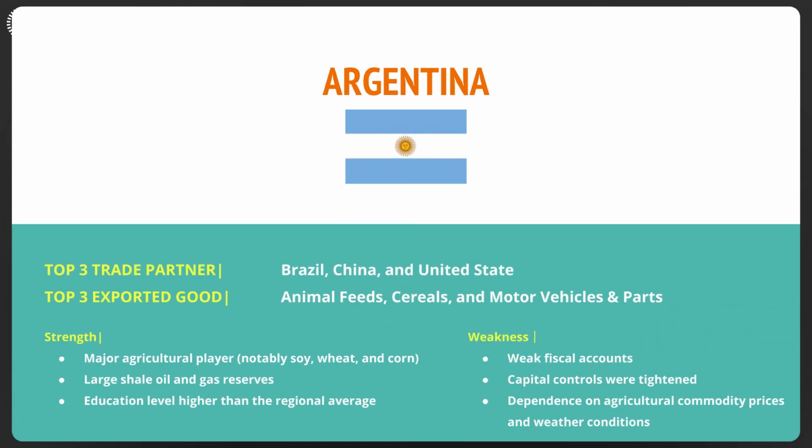The second one would be Argentina. Argentina's top three trade partners are Brazil, China, and the United States. The top three exported goods are animal feeds, cereals, and motor vehicles and parts. The strength of Argentina is that it is a major agricultural player, with soybean, wheat, and corn. They also have large shale oil and gas reserves. The weakness of Argentina is weak fiscal accounts. Like I just mentioned, the inflation is really, really high in Argentina. The second weakness is that capital controls are very tight.